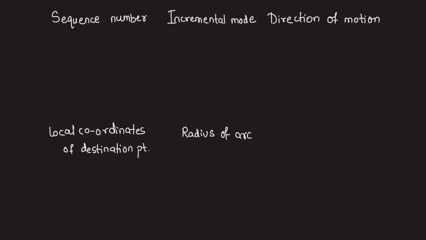So the sequence number that is given is 5. So sequence number is written as N05. The mode is incremental mode. Basically here the mode is being defined, and as per given information the mode is incremental mode. So it's denoted by G91. That's the standard for this particular mode.